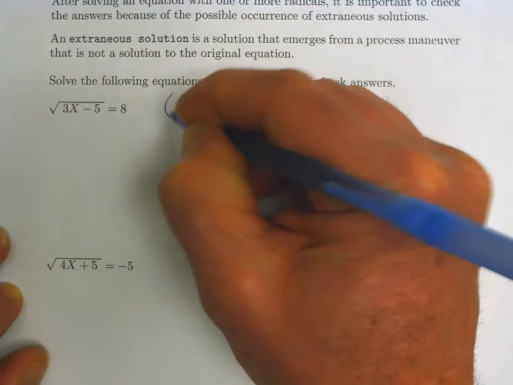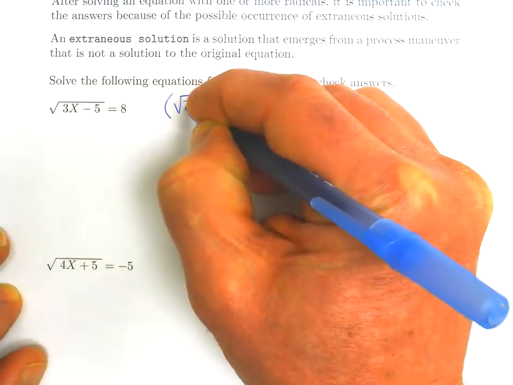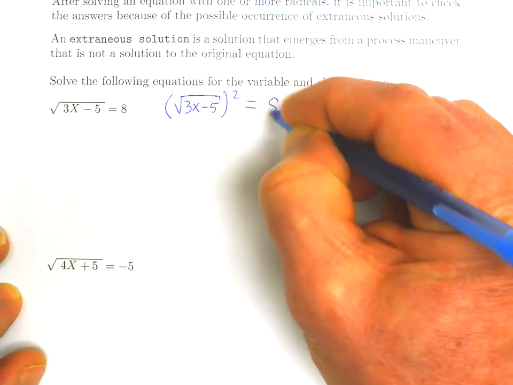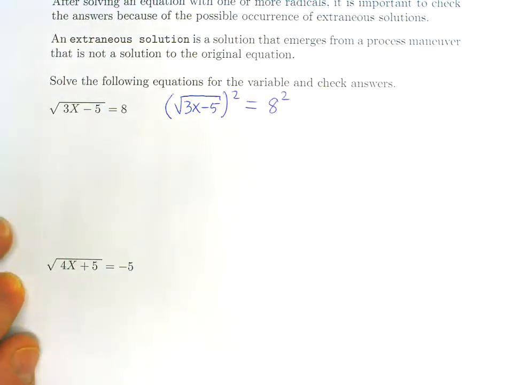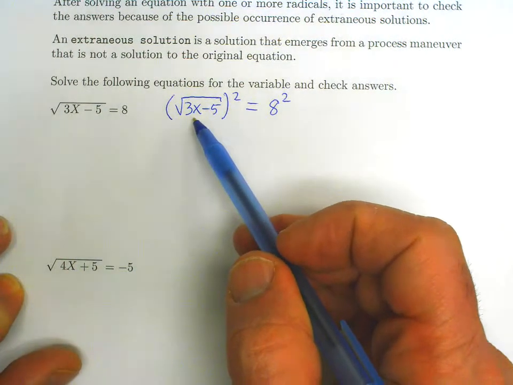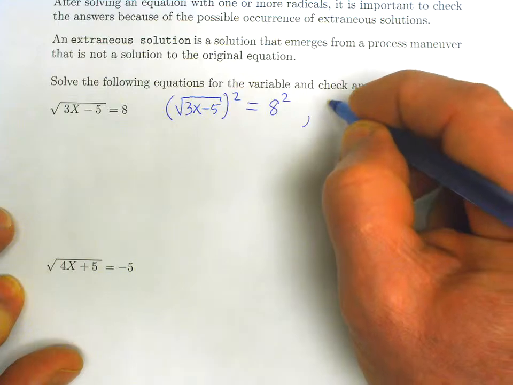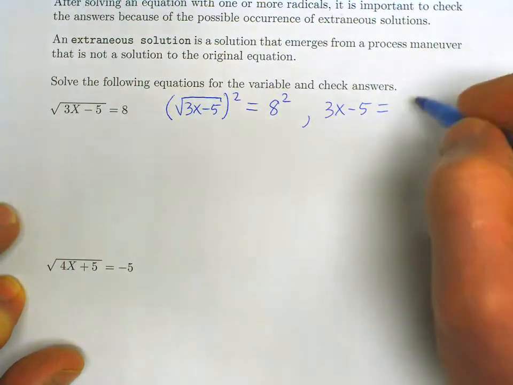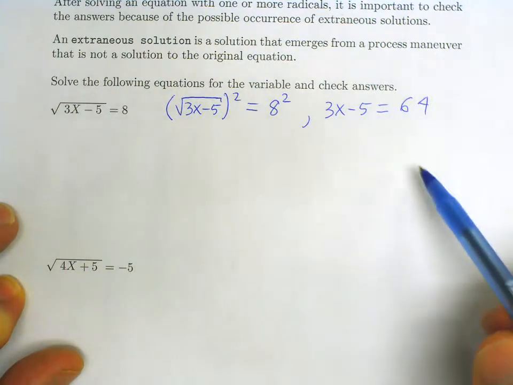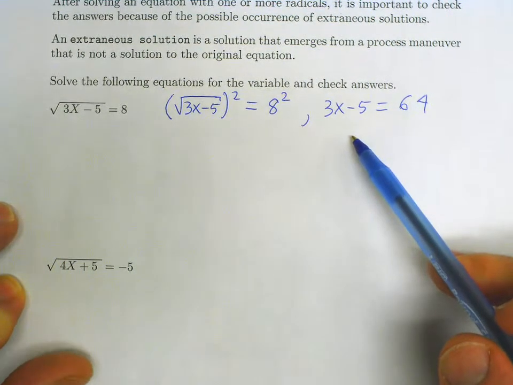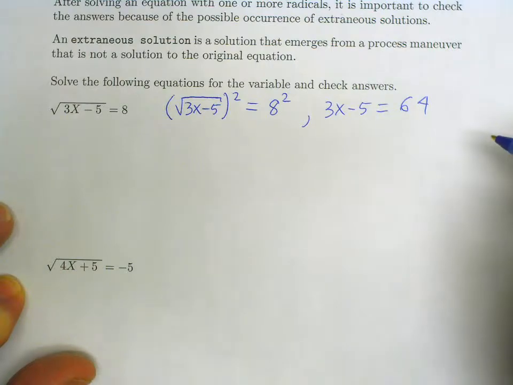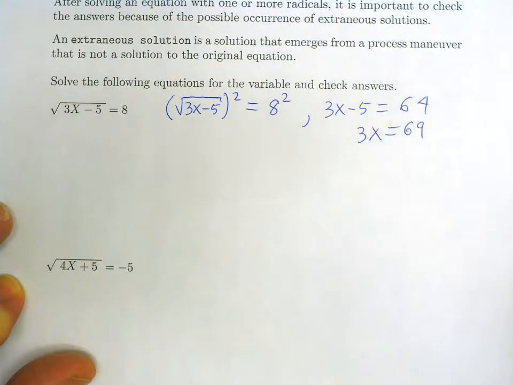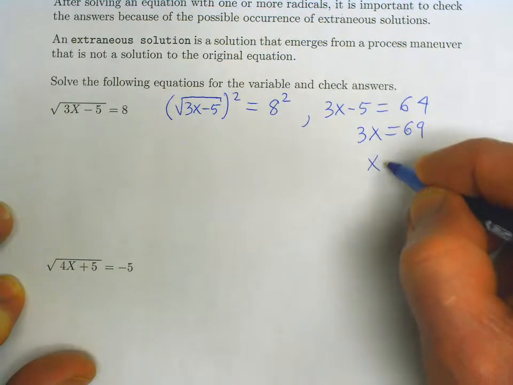So we'll square the left-hand side, square the square root of 3x minus 5, and square the right-hand side, which is 8 to the second. And when you square the square root of 3x minus 5, you're just left with 3x minus 5. And 8 squared is 64. And this equation is just a simple linear equation in one variable. So add 5 to both sides, 3x is 69. And then divide both sides by 3, x is 23.